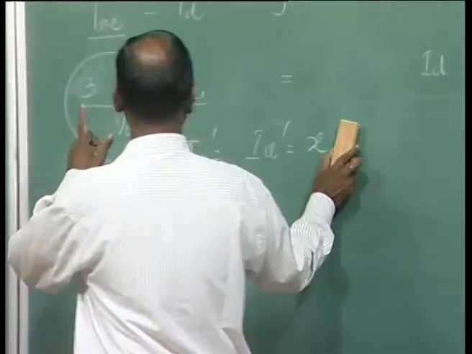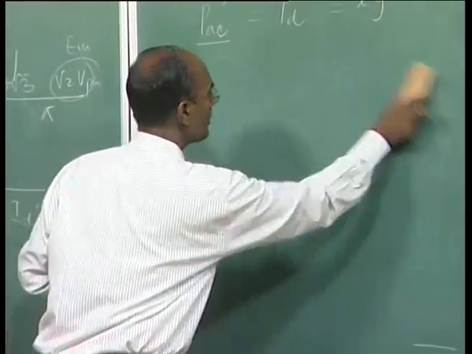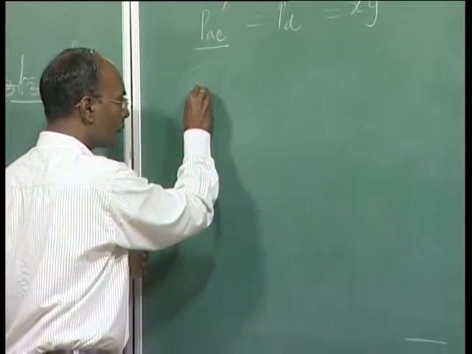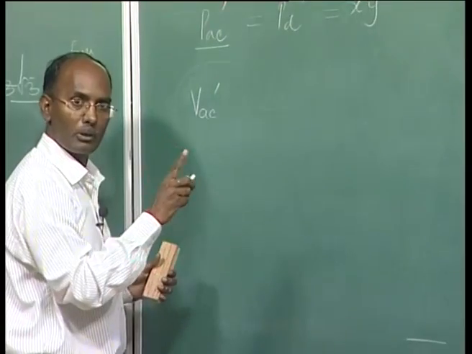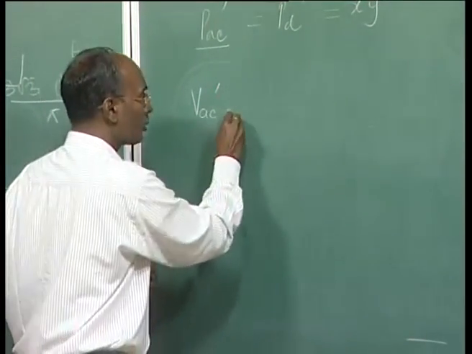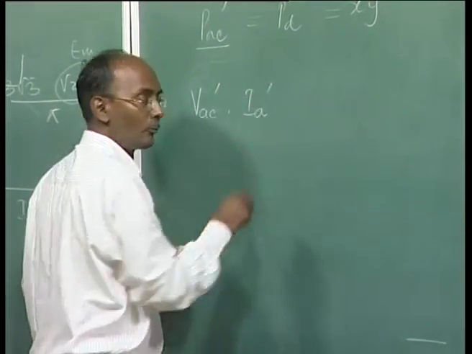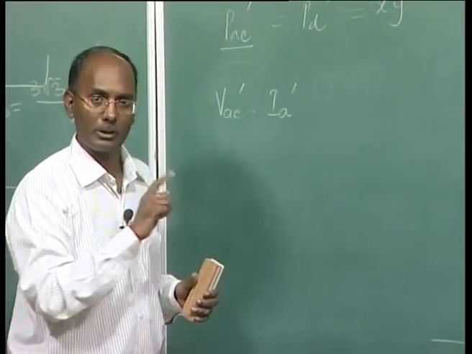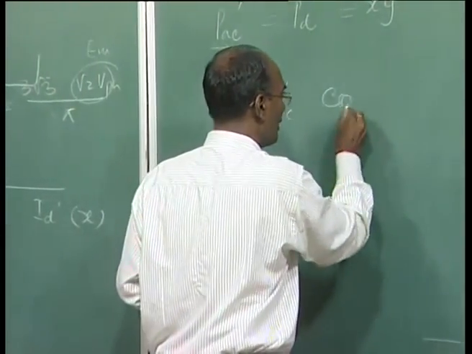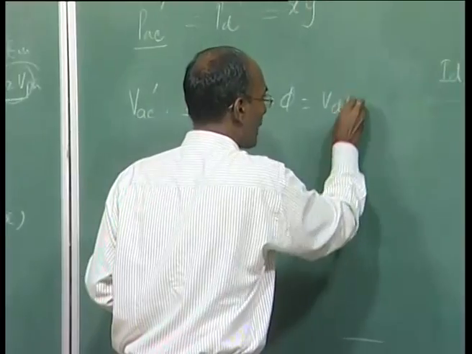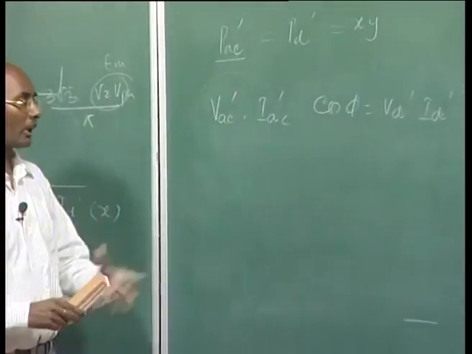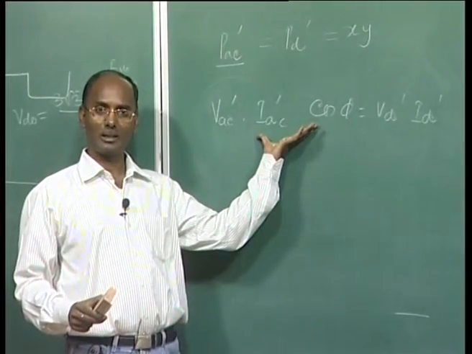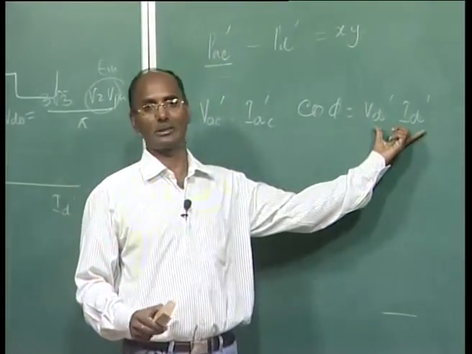Look, if you are writing in the per unit, the same expression we can write here, the VAC prime, the per unit value, voltage per base, into your current base here. We are talking about the current base here, everything in base. Here cosine phi is your VD prime. It will be easier to understand this. The per unit power in the AC side will be equal to per unit power in the DC side.